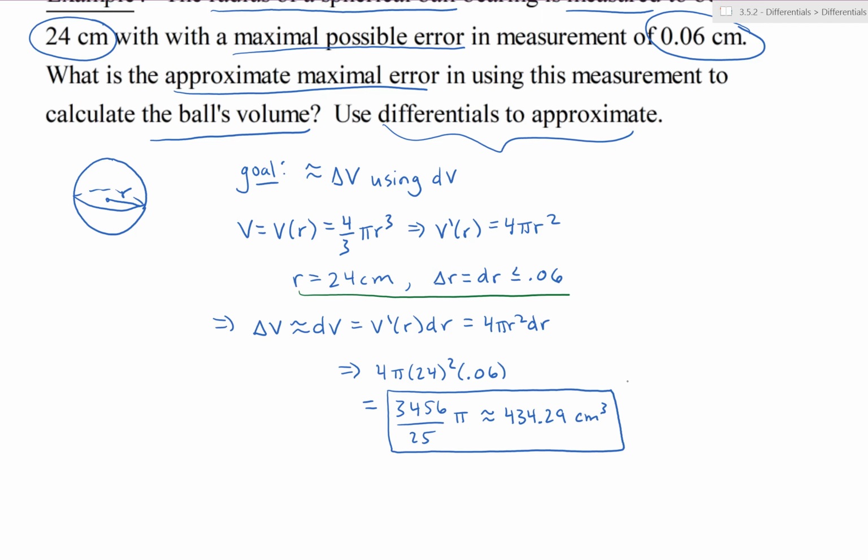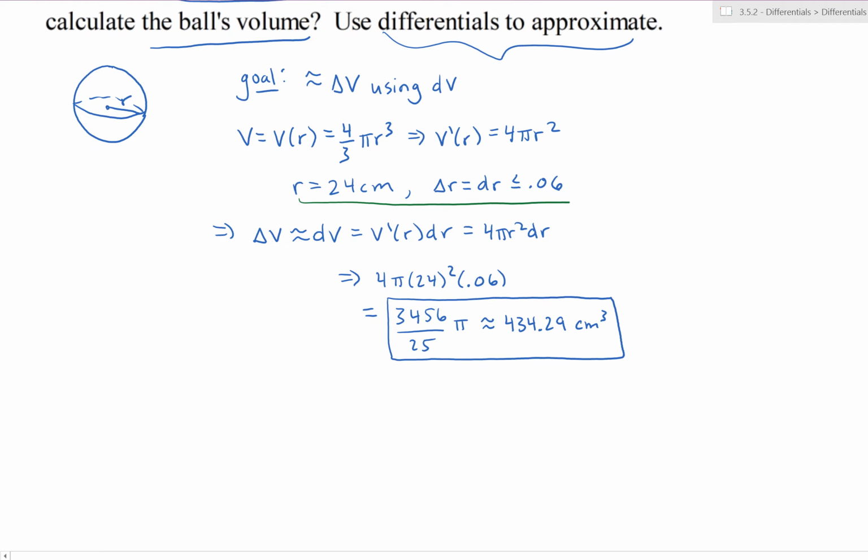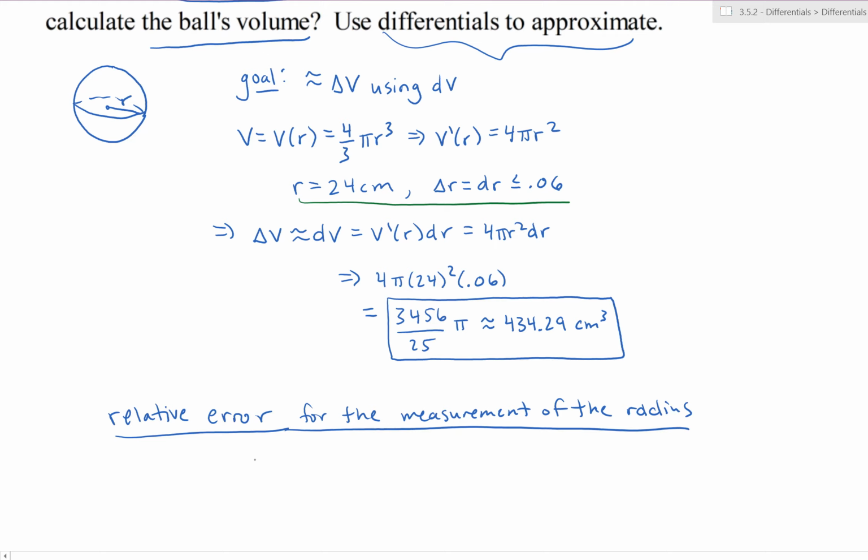Again, you ask the question, well, is that a lot? Is that a lot of error that I expect in my volume when using this measurement? Possible error. Well, let's talk about the relative error again. The relative error in this case for the actual measurement of the radius, what's that going to be? Well, similar to that square one, that's going to be equal to our change in our r direction, delta r, over the actual numerical value of the measurement r, or if you prefer dr over r.